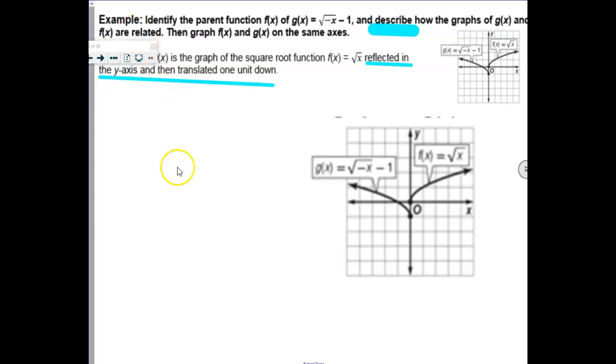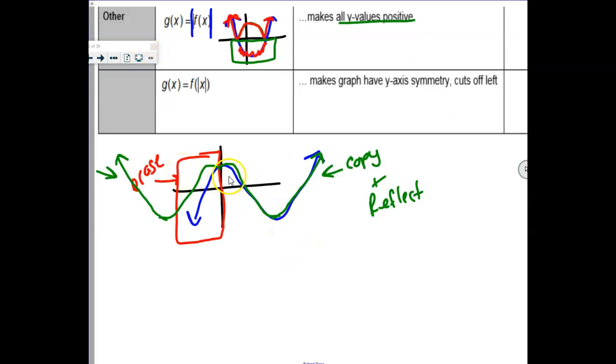The last one? So this green piece gets reflected over the y-axis. So this other green piece shows up. So I should come through and erase this, huh? Because this isn't here anymore. So just this green piece is the new function. Over here? Over here. This piece. Yes.